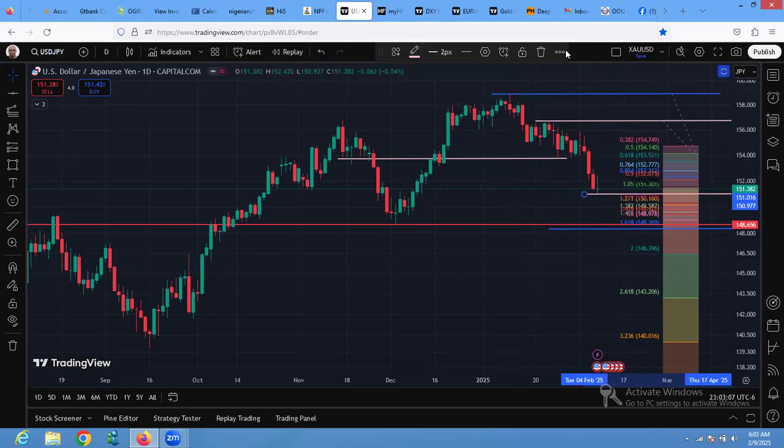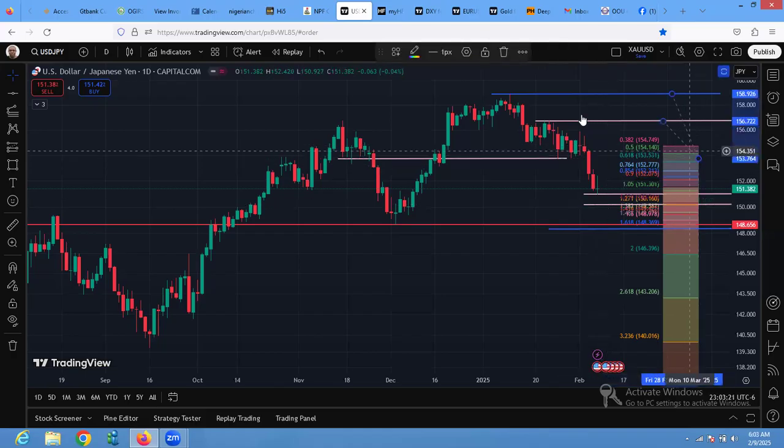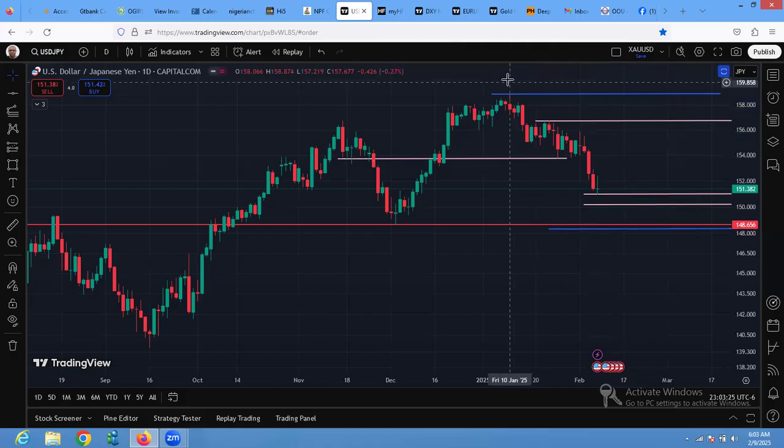Can price still come down here? Maybe possible. Price may still come to this area before eventually it bounces up. So in this mode, this could have been your A, B, and a C, and price will just do a little correction and begin to go up.